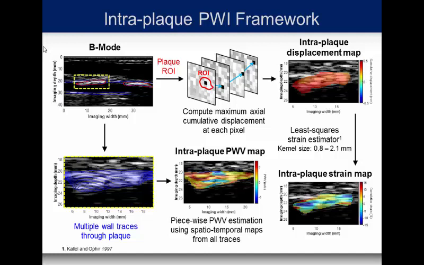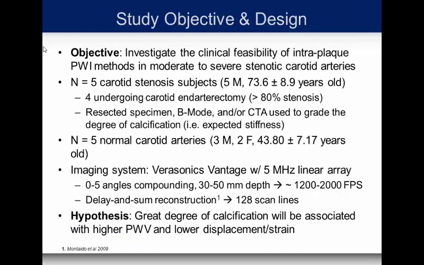So these three measurements here, the PWV, displacement, and strain, are three metrics that we can potentially use to characterize the inside of plaques and potentially investigate the heterogeneous nature of plaque composition.